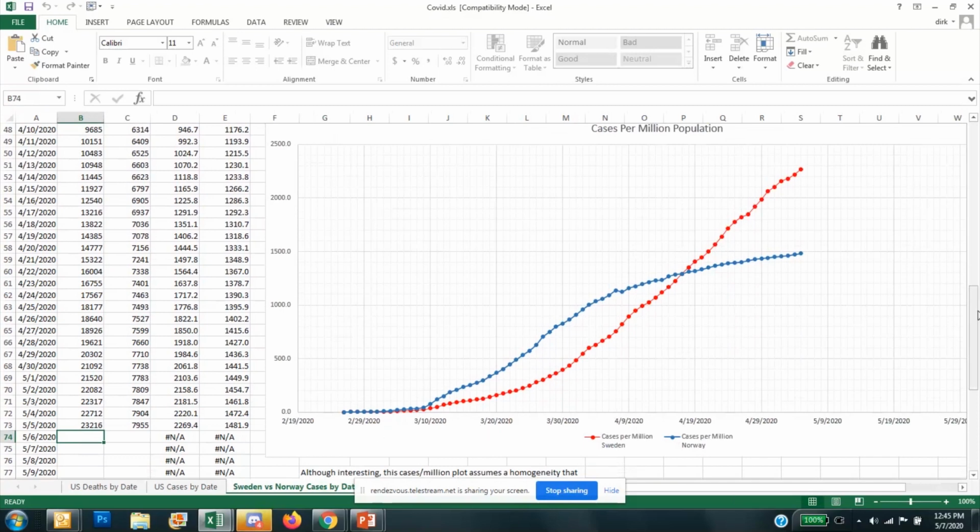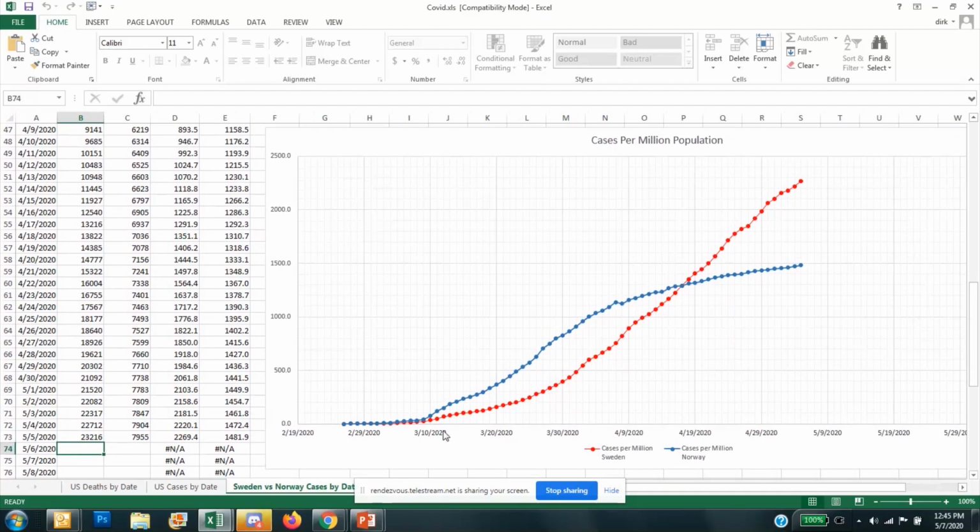And I want to show you something on here which is interesting. Even though now we are looking at cases per million, what you see is Norway started off actually a little bit worse case than Sweden. Their cases per million were actually higher than Sweden. But once they hit that point where they started to flatten the curve, you can see Norway immediately flattened out, and Sweden kept on continuing its growth in cases per million.